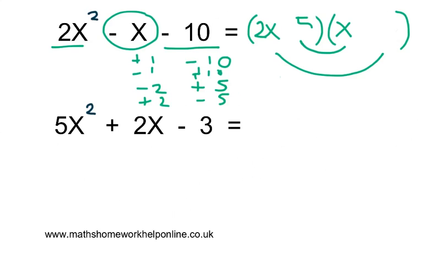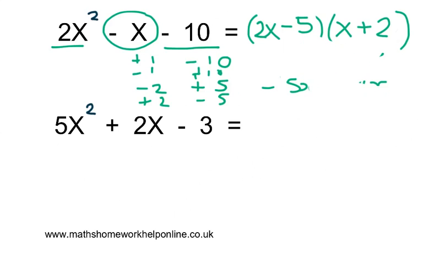But if we had 5 here and 2 here, that would give us 5x and 4x. So we could make 1 in one if we took 1 away from the other. But because we want to make minus 1, that means the 5x has to be bigger. So therefore, it must be minus 5x plus 2. So that would give us minus 5x plus 4x, which would give us minus 1x. So the final answer is 2x minus 5 in one bracket and x plus 2 in the other bracket.